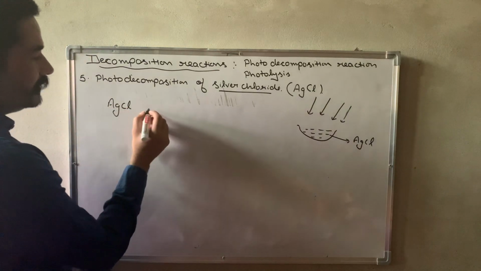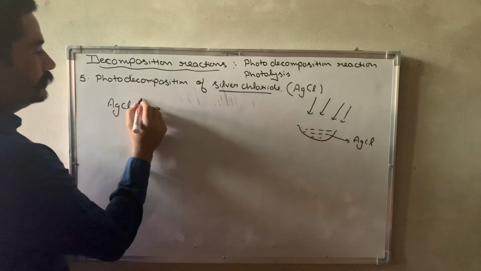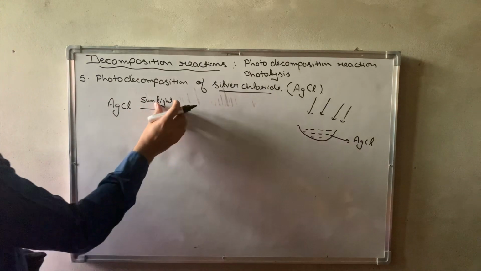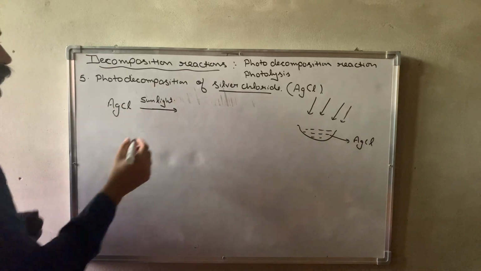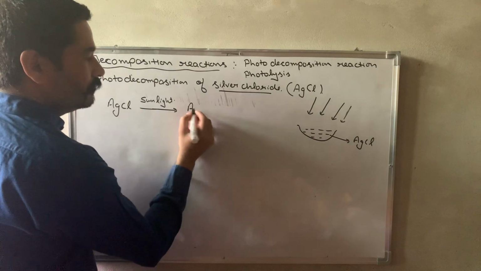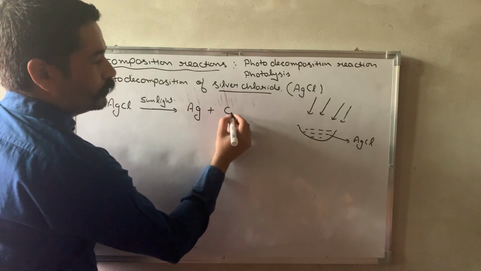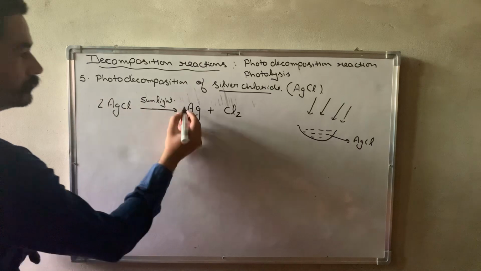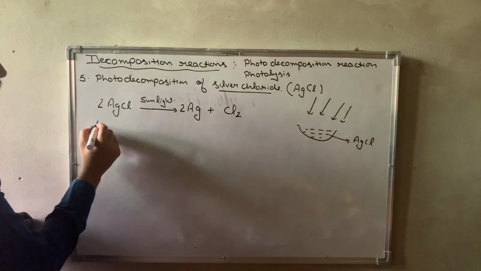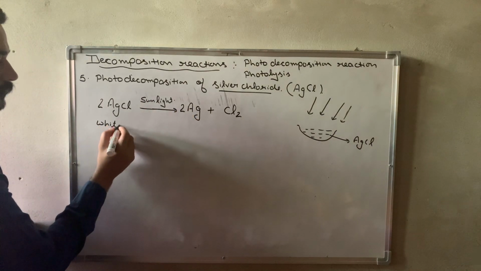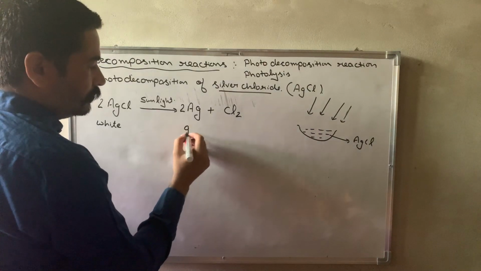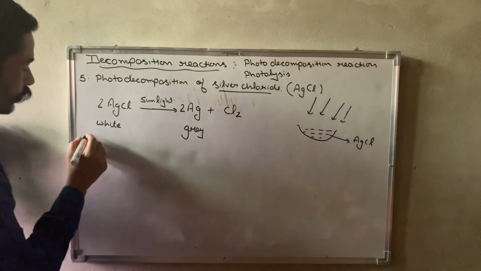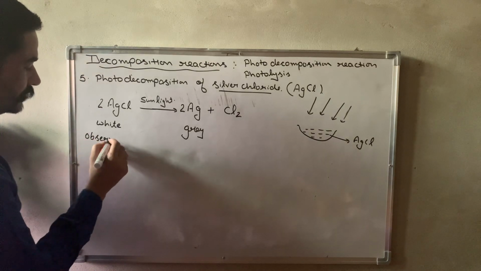Now by the chemical equation I can represent, in the presence of sunlight, silver chloride will decompose to form silver and chlorine gas. To get it balanced. Okay. Now this is white powder in the china dish, and after some time it will turn into grey. So this is the observation of this reaction.